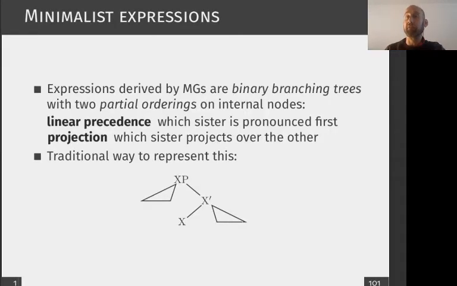Okay, so what are derived structures? Well, those are the things that we usually think of when we talk about syntax. They're the things that we're building up during the course of a derivation. Now usually when you read papers and you see structures, they're binary branching trees, and they're binary branching trees that are ordered in two ways.